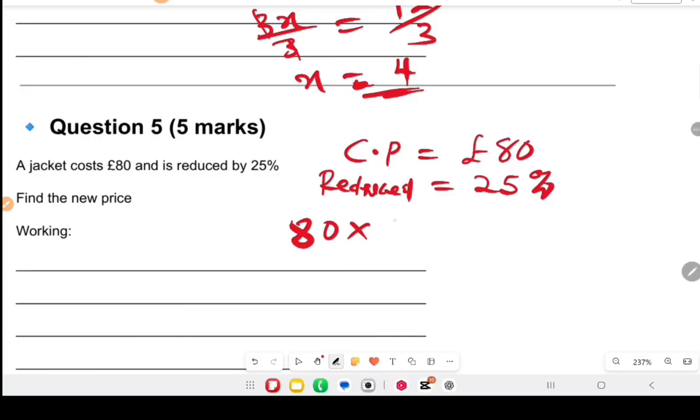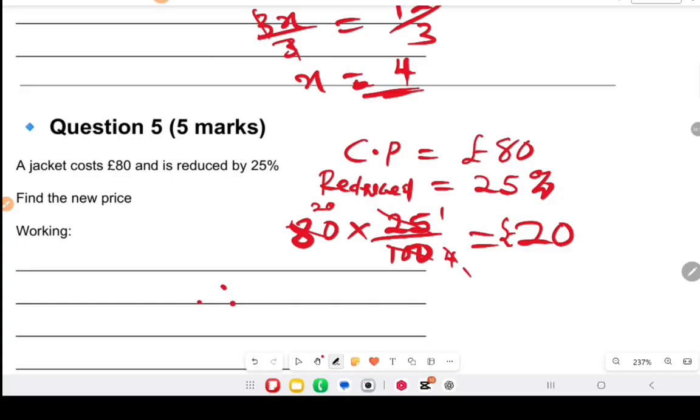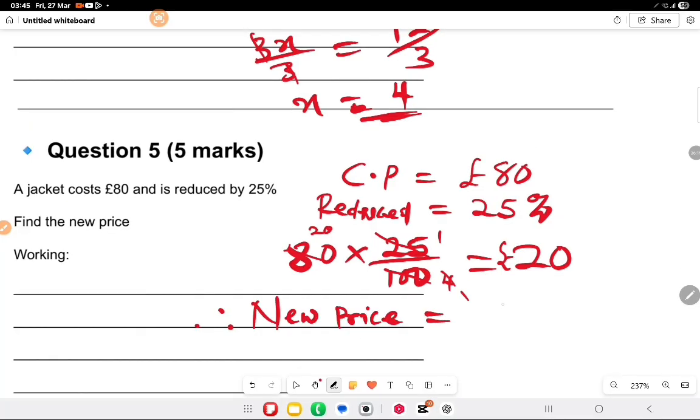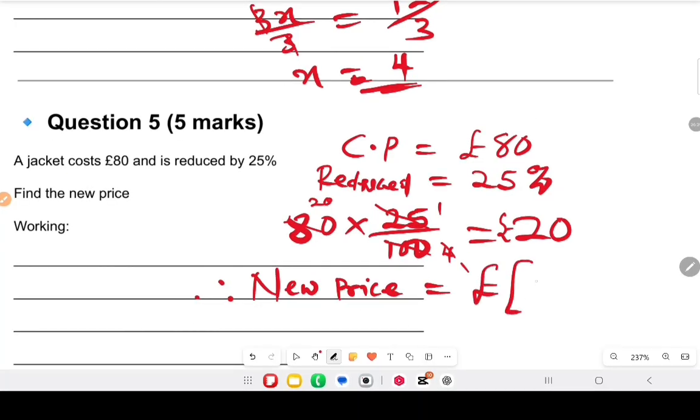80 times 25. To remove the percentage sign, divide by 100. Then 25 into 25 gives us 1. 25 into 100 gives us 4. 4 here, 1. 4 into 80 gives us 20. Therefore, we are having 20 pounds reduction. Therefore, the new price is equal to 80 pounds minus 20 pounds. Then the new price is equal to 60 pounds.